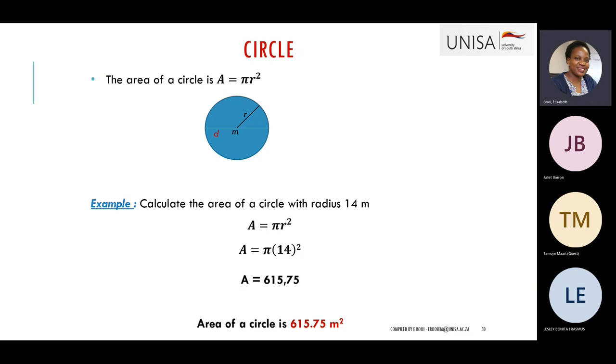If we need to calculate the area of a circle with a radius of 14 meters, then we just substitute in our 14 into r, and we get the area of a circle to be 615.75 meters squared.